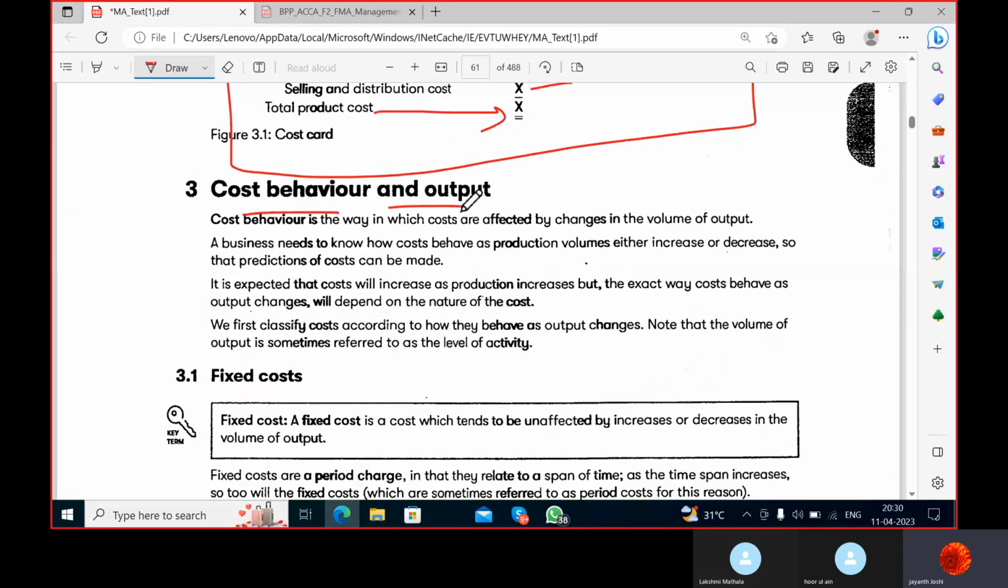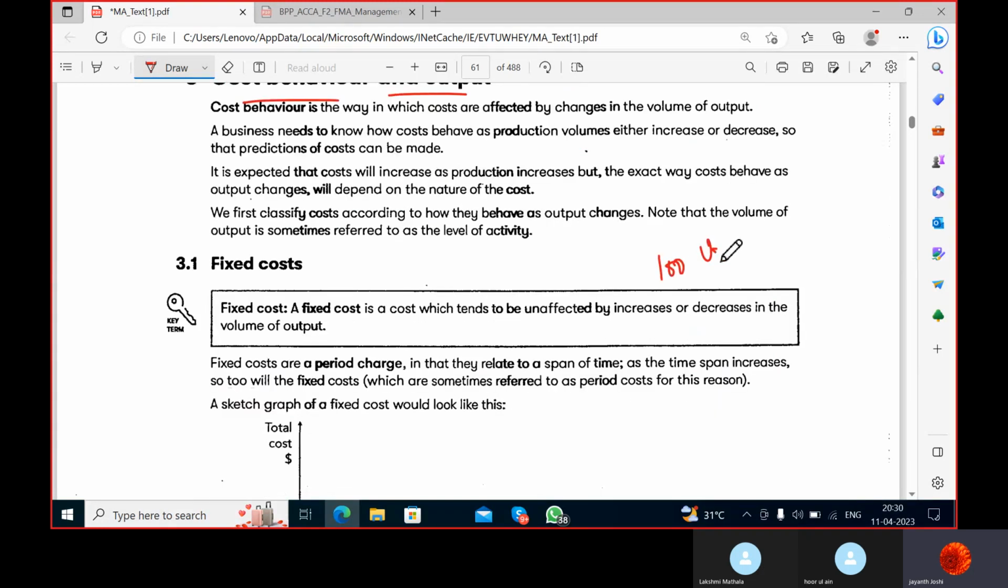Cost, behavior and output. We can see the behavior of the cost. That means it may increase or decrease based upon the production volume. For example, if you are making 100 units of a product, and the direct wages you are paying to labor is $2 for 1 unit, then for 100 units you'll be making $200 payment to laborers. If you increase this from 100 to 200 units, you'll be making $400, correct?